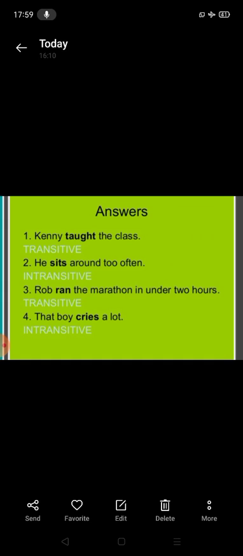So children, I think you people can understand very well what is a transitive and what is an intransitive verb. I think you people have no problem identifying the verbs, what is transitive and what is intransitive. So children, this is all for today.